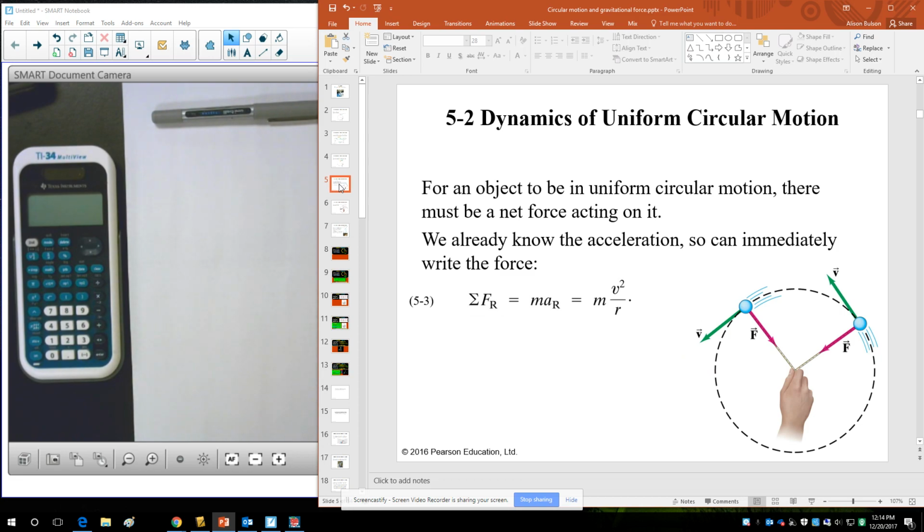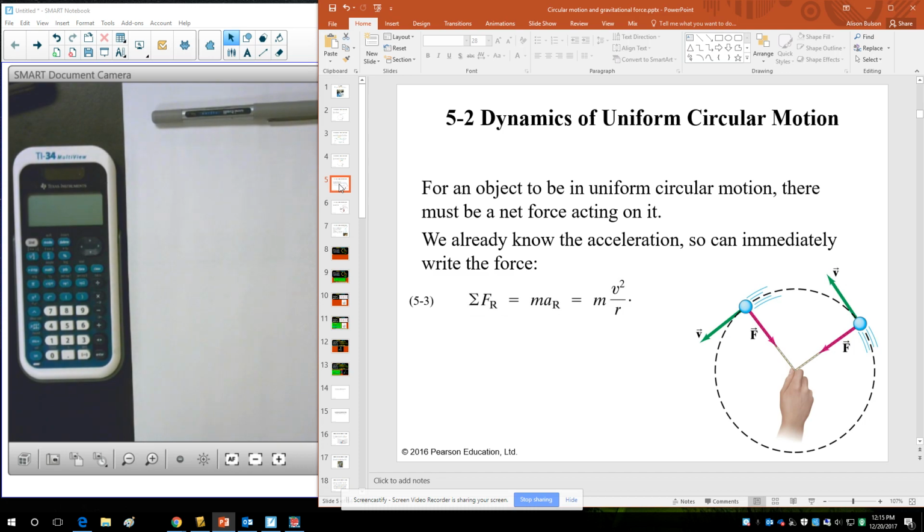For an object to be in uniform circular motion, then, to have that centripetal acceleration, there must be a net force acting on it. That net force must be in the centripetal direction. And since we know the acceleration for a uniformly circular moving object is v squared over r, we can use Newton's second law to say that the net force in the radial direction should be mass times acceleration. Net force should be mass times v squared divided by r.